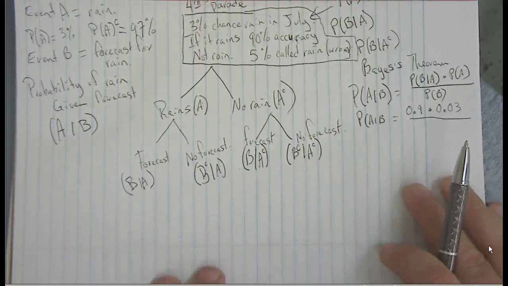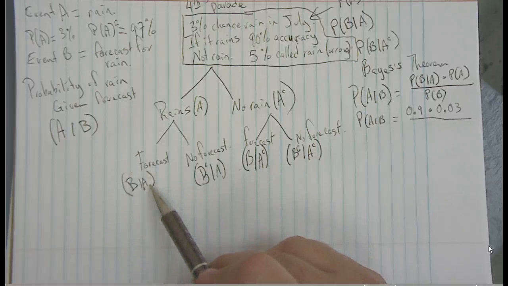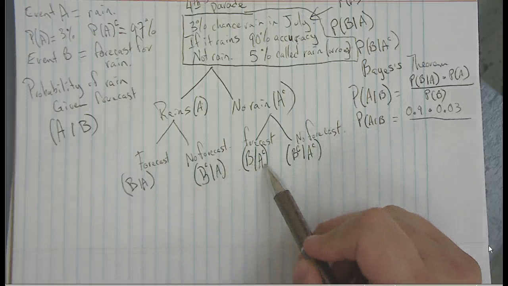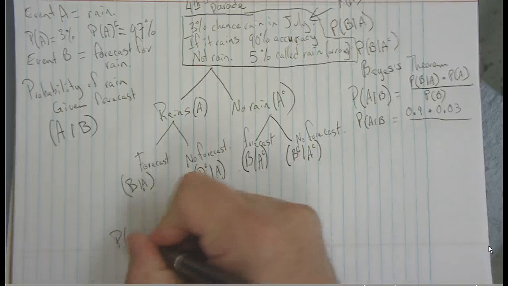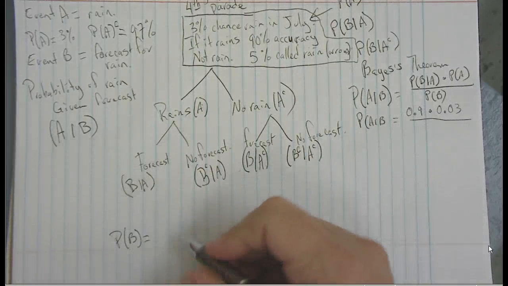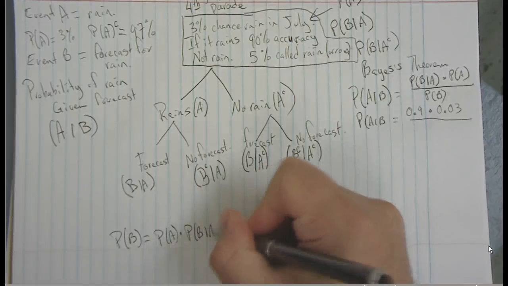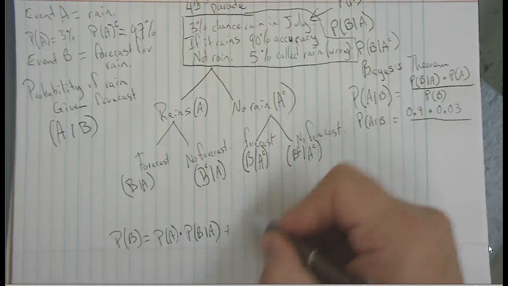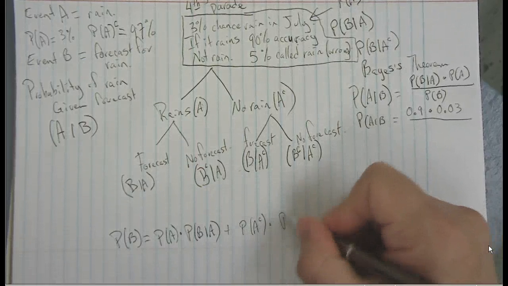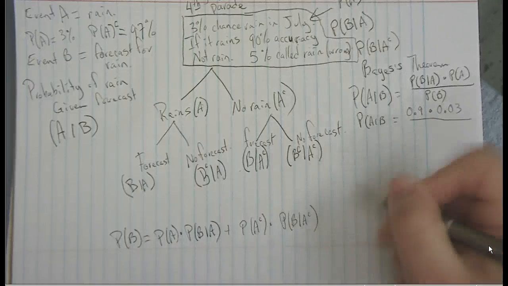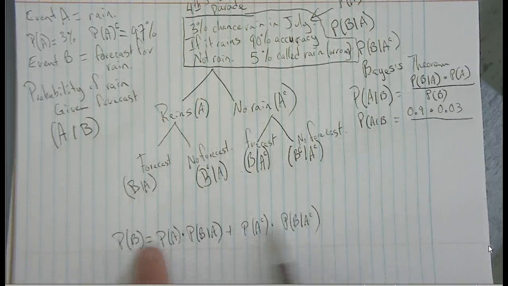So let's think about what B would be. B would be the probability of B given that it rained, and add to it the probability of B given that it didn't rain. So let's write that out. The probability of B is going to be equal to the probability of rain times the probability of B given A, plus the probability of no rain times the probability of B given no rain. We're not looking for the not probabilities. We're looking for these probabilities times the probabilities that they actually happen.